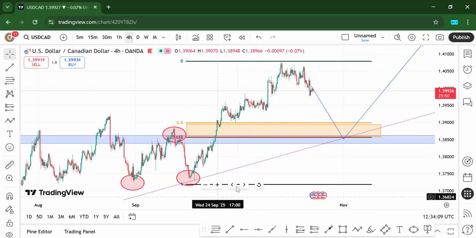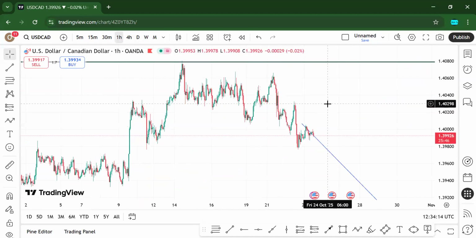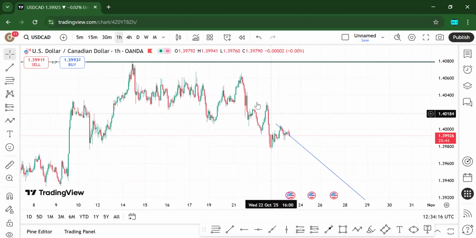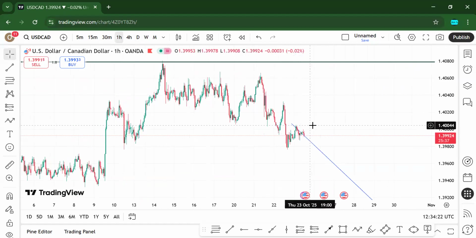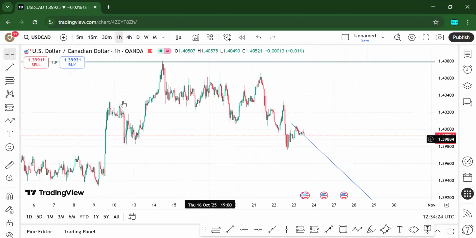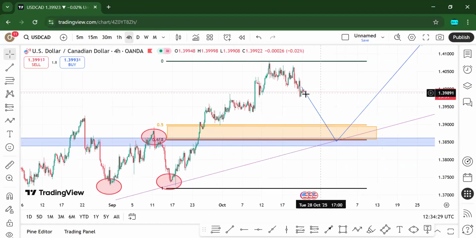So if I'm to even go down to the 1 hour time frame, for those of us that love trading in the lower time frame, you can see that the sell trade is actually on. So you have lower low, lower high, lower low. This is a pullback, and the market is still going to continue downwards because there's space for it to continue doing so. So like I said, this is my take on USD CAD.